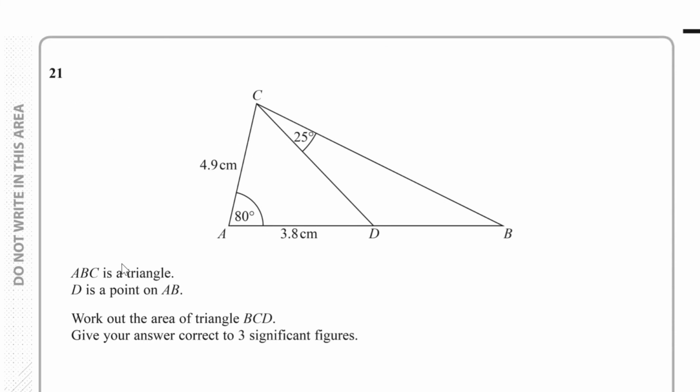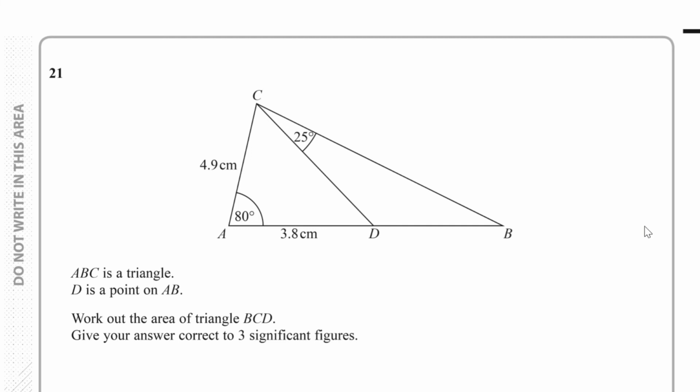Question 21. ABC is a triangle. D is the point on AB. We have to work out the area of the triangle BCD. That's this triangle here. For us to work out the area of the triangle, what we need is an angle and two lengths. We need 2 lengths and an angle in between those 2 lengths. So ideally we need this length CD, and we also need the length CB. So let's think about how we can do this.